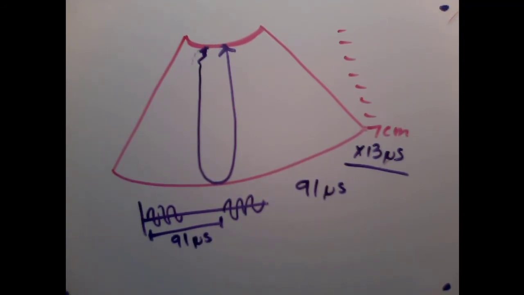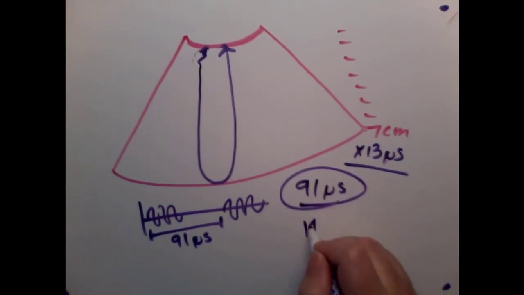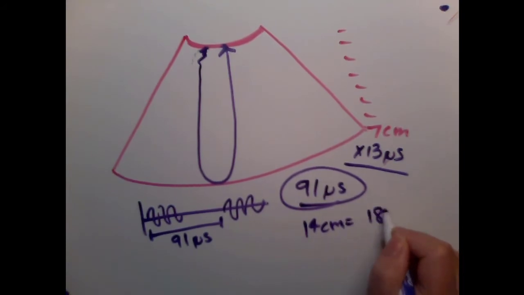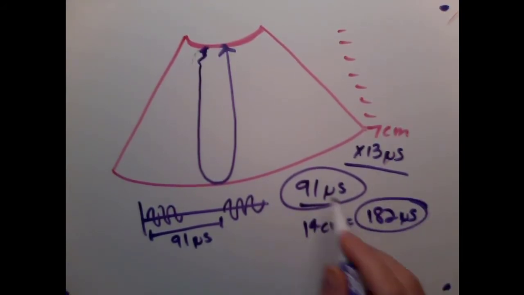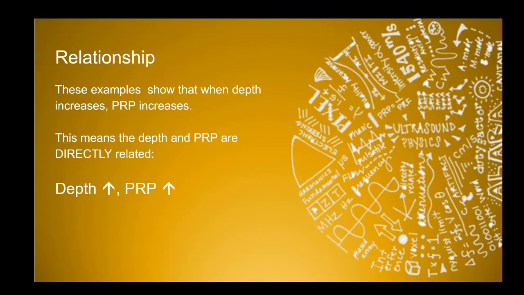Fun fact too, we saw that 7 centimeters is 91 microseconds, and 14 centimeters equaled 182 microseconds. Notice when the depth was cut in half, the time of flight was also cut in half. So those are directly proportional as well. Showing that example, drawing it out, and looking at how the numbers are related tells us again that pulse repetition period and depth are directly related. When we increase the depth, the pulse repetition period also increases.